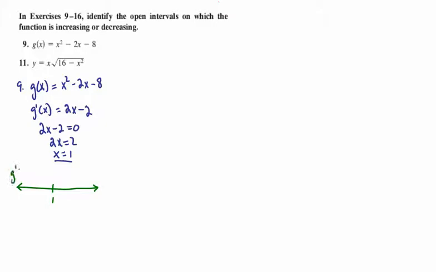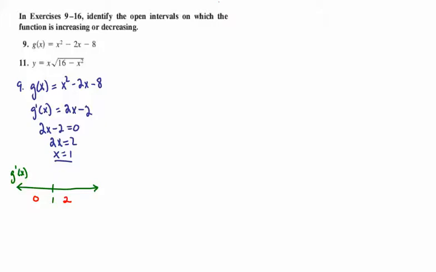We're dealing with g prime of x, and we're going to use some test values. To the left of 1 we'll use 0, and to the right of 1 we'll use 2. Then we're going to test the first derivative, because we want to find out, is the first derivative positive or negative. Remember, when the first derivative is positive, the function is increasing. When the first derivative is negative, the function is decreasing.